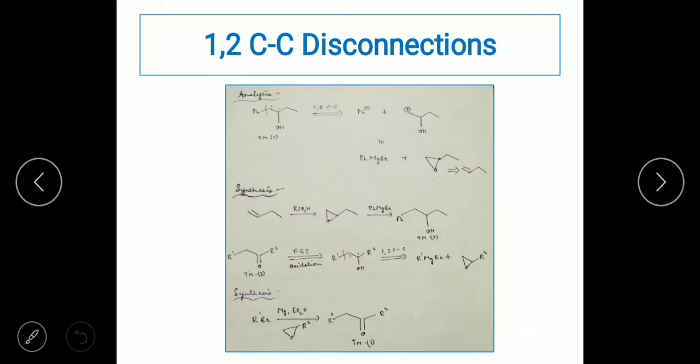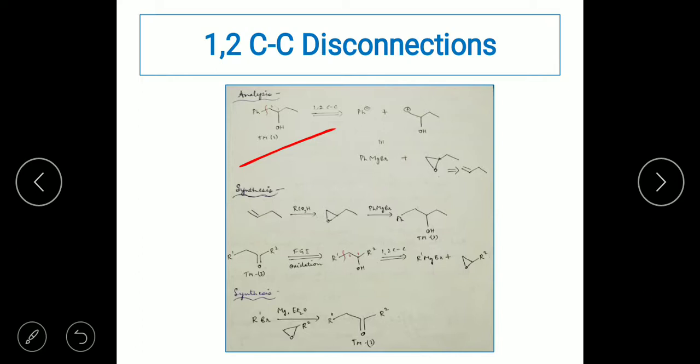The next example is again similar, just that I have given more examples, but they all have the same kind of disconnection. Here again you can see there is an alcohol in the target molecule, and we are going to do the 1,2 disconnection. Always start by numbering the target molecule first, and then you can do the disconnection. Here we give number 1 to the carbon having the hydroxyl, and then the adjacent carbon towards the phenyl group.